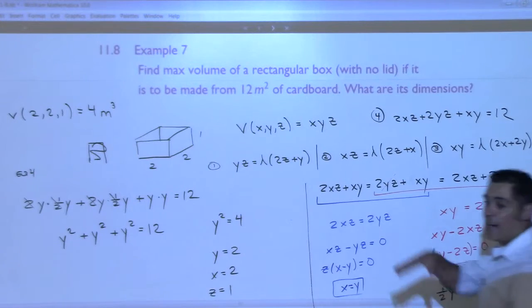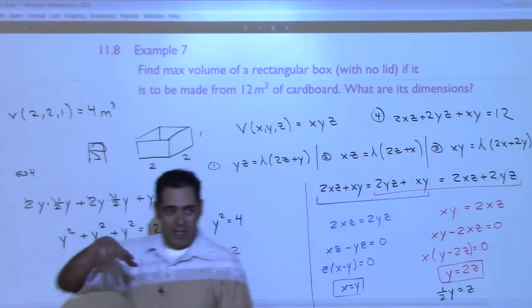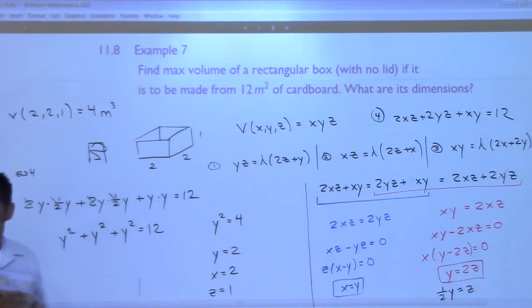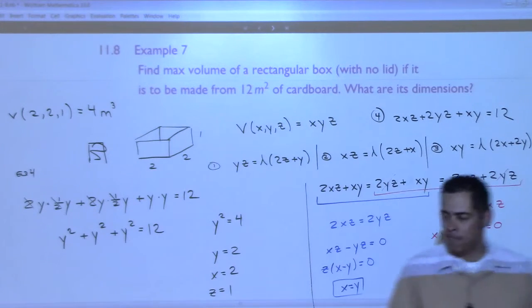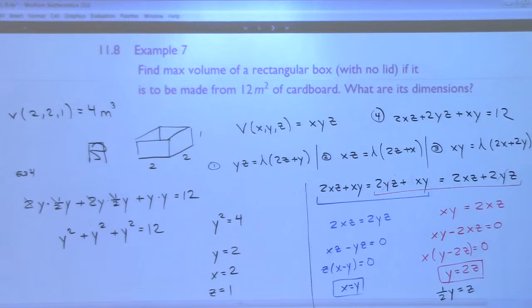Now, if this had a lid on top, then all 3 of our dimensions would have been the same. So the way you get the maximum volume would have been to make all sides equal length. But because it didn't have a top, we had to account for that somehow, so one of the sides was shorter. Make sense? All right.